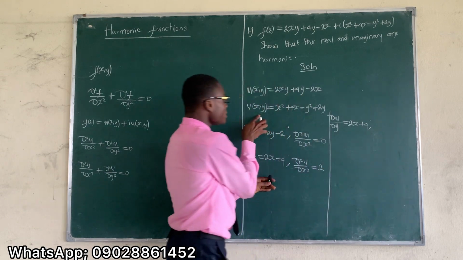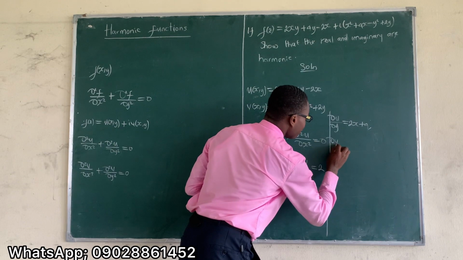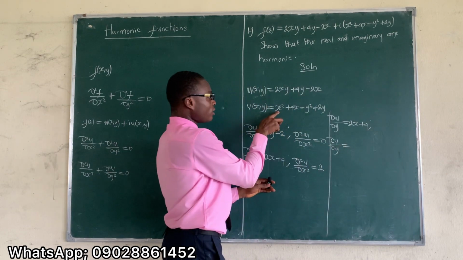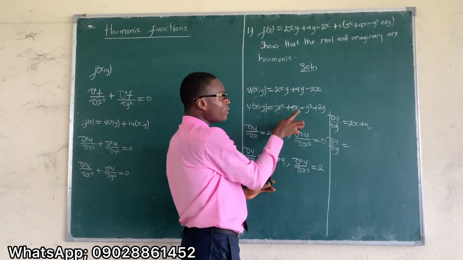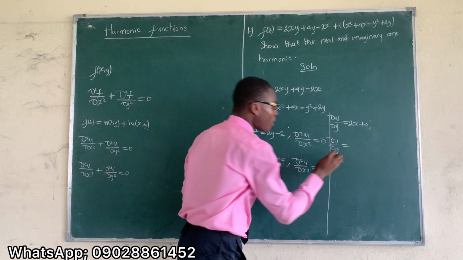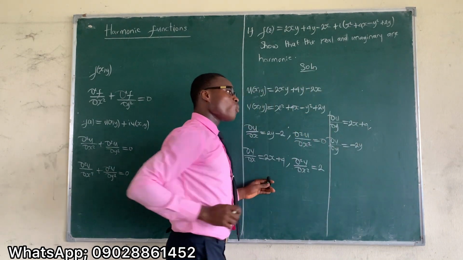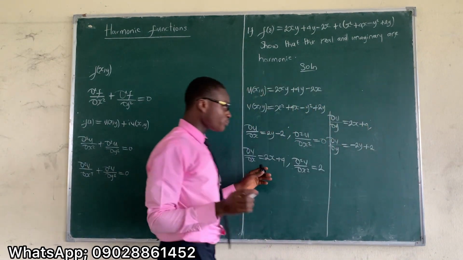Also, differentiate the imaginary part with respect to y, we are going to have partial v partial y equal to, if you differentiate x square, you have 0. If you differentiate 4x, you have 0. If you differentiate minus y square, you have minus 2y. Then if you differentiate 2y with respect to y, you have plus 2.